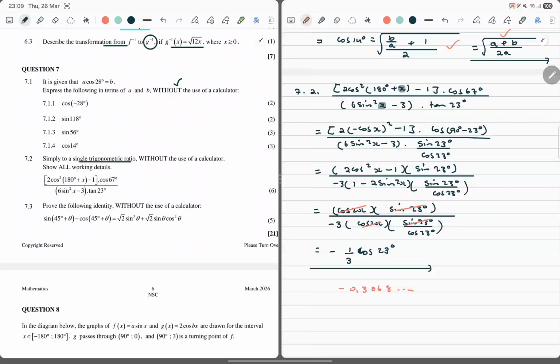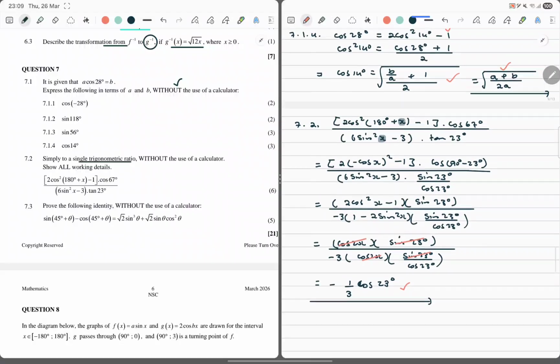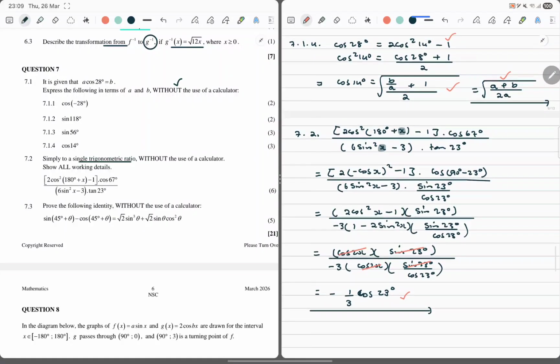Let's see when we evaluate this. Minus 1 over 3 into cos 23. Get the same answer, so this means we are good. We've done it. So it helps to check, guys.